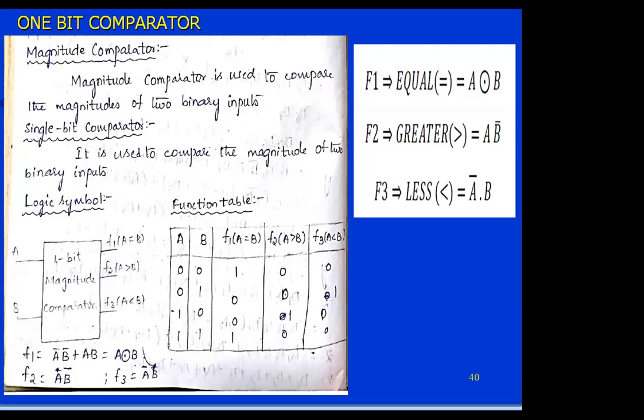If you see the block diagram, I am taking the two numbers A and B. A size is 1 bit and B size is also 1 bit. This is called a 1-bit magnitude comparator, or simply a 1-bit comparator. When we compare these two numbers, we will get three results: A equal to B, A greater than B, and A less than B.